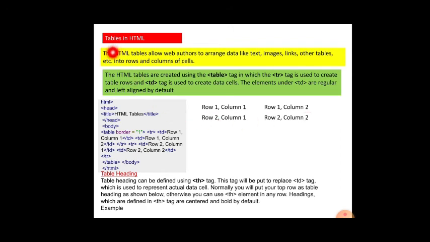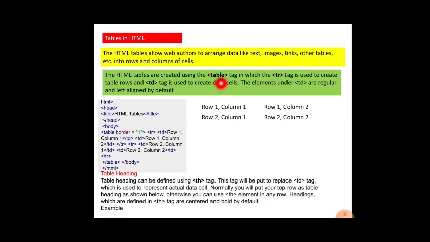Next, let us come to tables in HTML. HTML tables allow web authors to arrange data like text, images, links, and other tables into rows and columns. Whenever tables come up, the first thing that flashes into our mind is that they are formed of rows and columns. If there are rows and columns, then it forms a table. So HTML tables are created using the table tag.